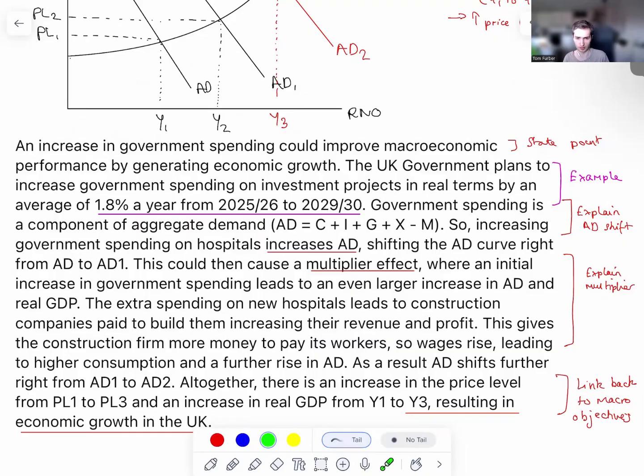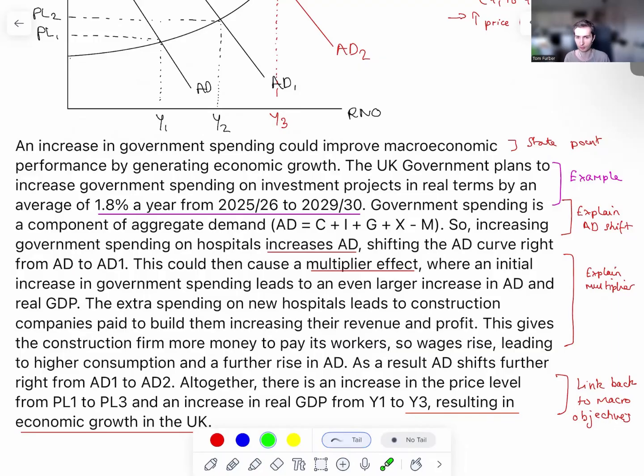So increasing government spending on hospitals, for instance, increases AD, shifting the AD curve to the right from AD to AD1. And now we'll explain the multiplier effect to further strengthen our analysis. So this could then cause a multiplier effect where an initial increase in government spending leads to an even larger increase in AD and real GDP. But how does that multiplier effect actually work? Well, the extra spending on new hospitals leads to a construction company paid to build them, increasing their revenue and profit.